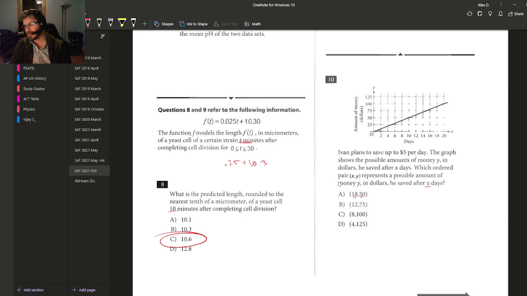Up to $5 per day. Graph shows the possible amounts of money. So that must be shaded in then on the original exam. It's up to. Okay. So the product of X and 5 has to be greater than the Y value. So it is indeed A. That's critical, up to. And they're doing us a disservice by not having that shaded.